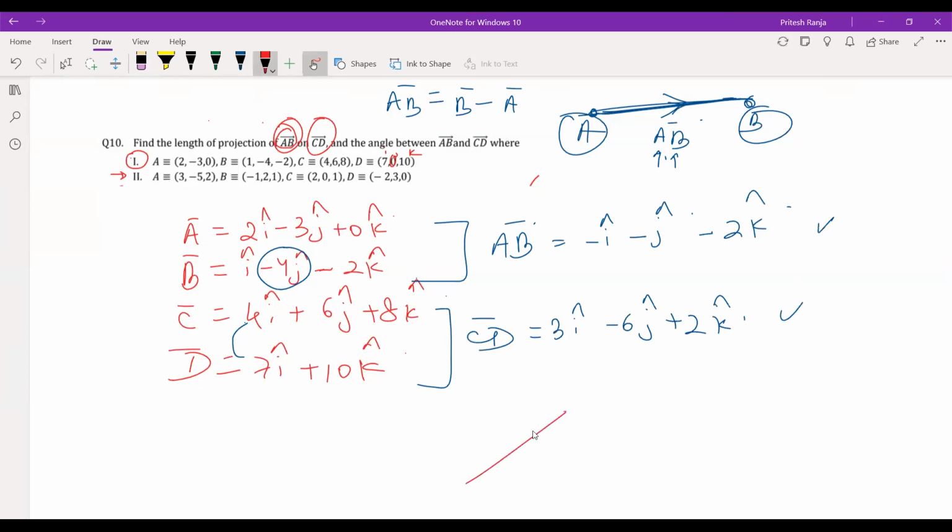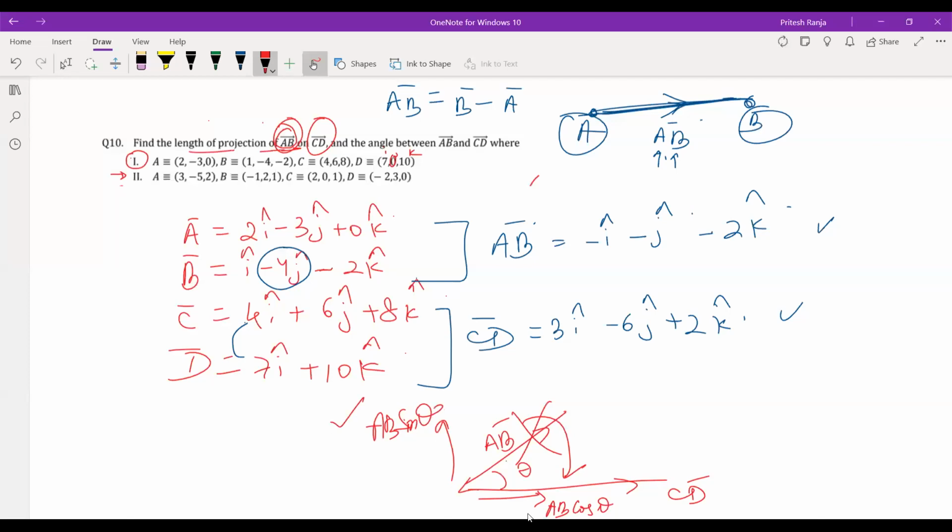So now you have AB vector. Let us say this is AB vector. And you have this as CD vector. Let us say there is some angle. We do not know that angle now. So the question is, you have to find the length of projection of AB on CD. If you project AB, you will get AB cos theta here and AB sin theta here. So these are the two projections of AB, but what is the projection of AB on CD? Very clear, it is AB cos theta.